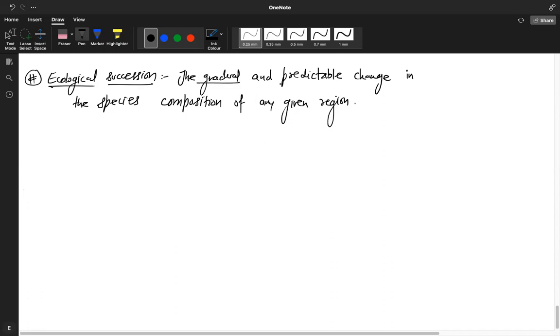Okay, so when I say gradual and predictable, by gradual I mean with respect to time. So it's a very slow change. Just like when nature takes over any unattended architecture made by humans. Have you seen the pictures of these abandoned mansions or houses or bridges which are taken over by nature? So that's an example of primary succession.